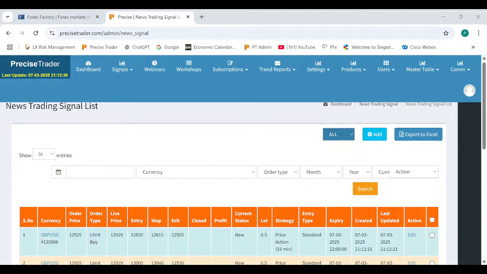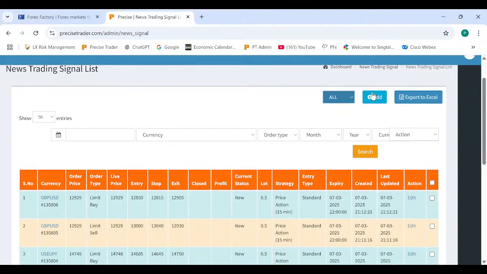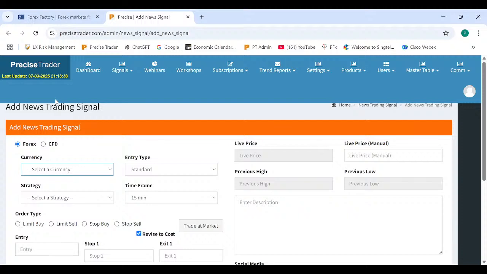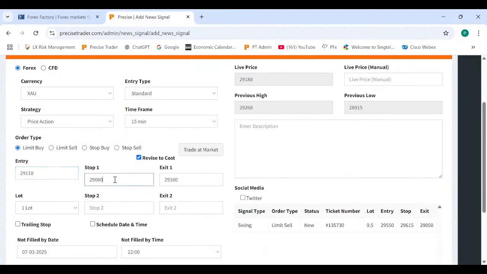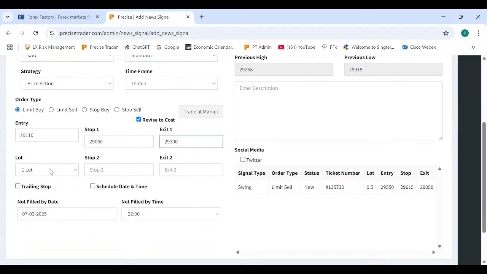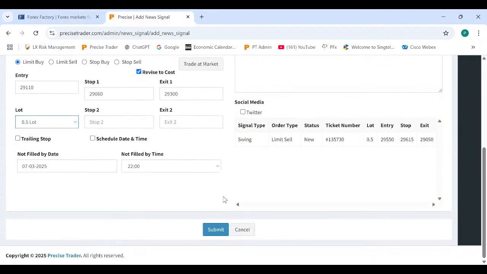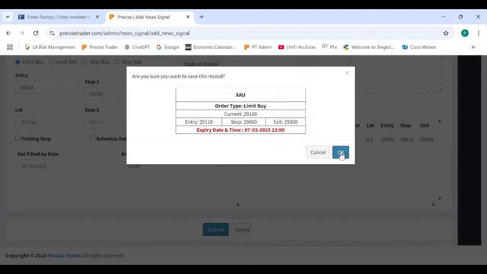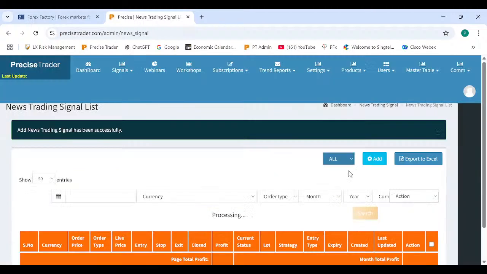Okay, so what we are going to do is gold, we are going to go for a buy at 2911. Okay, stop 2906. TP we will put as 30. Okay, so later after the data is out, then I will tell you how to go about this.